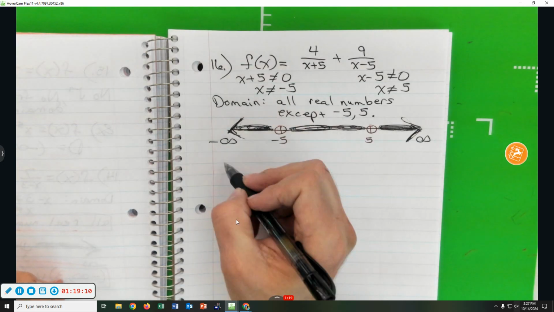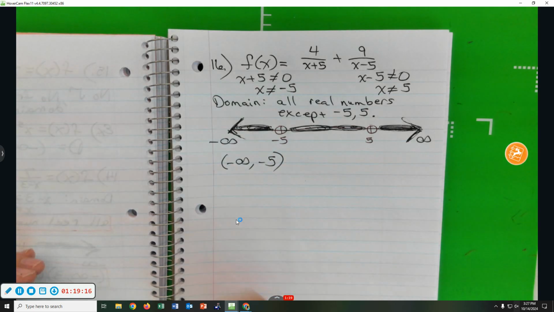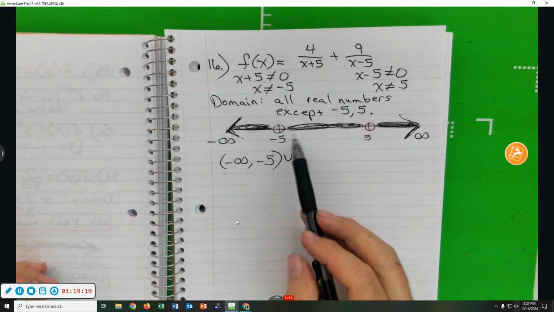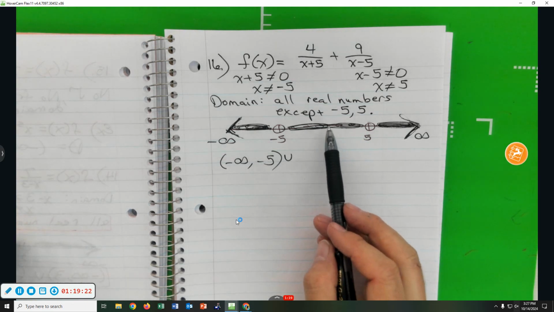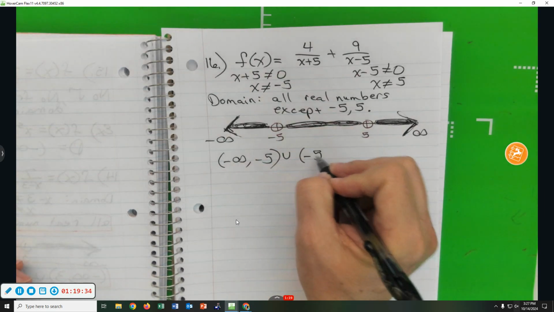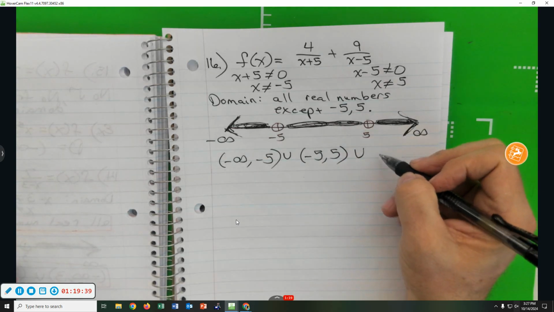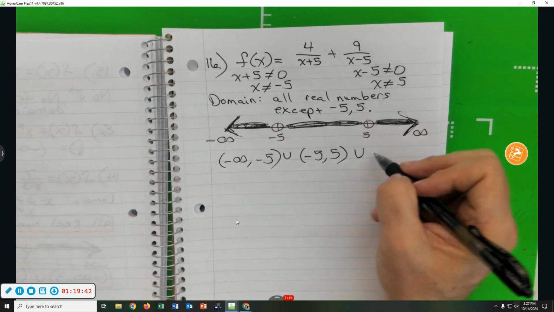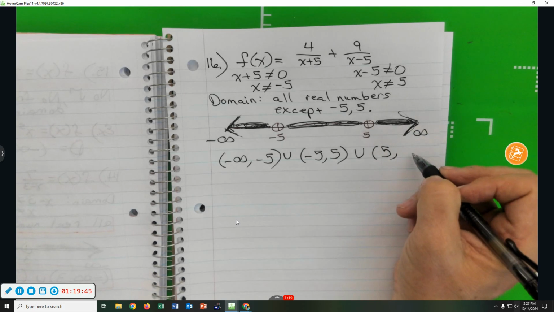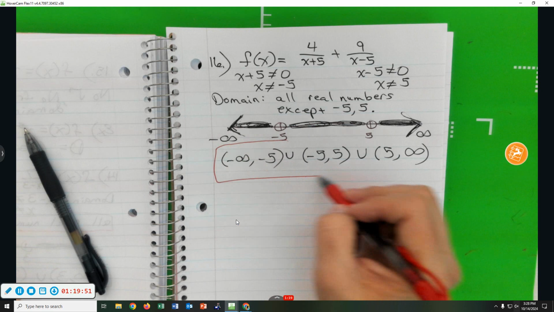So the first interval, parenthesis, negative infinity, comma, -5, right parenthesis, union. How do we say that middle interval? This middle interval is everything between -5 and +5, not including -5 and +5, just the stuff in the middle. You said parenthesis -5, comma 5, union. This last interval, parenthesis 5, comma, infinity.